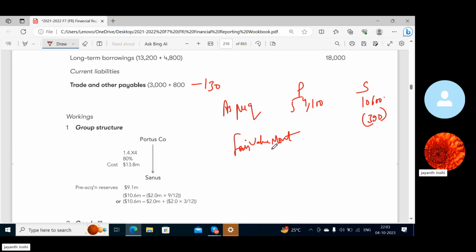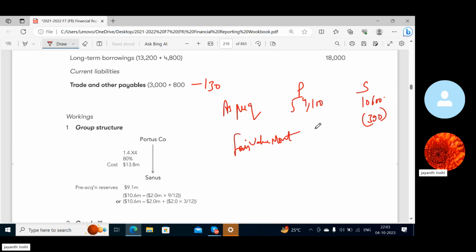Next point, we have already discussed that inventory has been sold by the subsidiary to the parent, and there is an unrealized profit. The unrealized profit we have removed from inventory, and the next adjustment is to remove it from retained earnings, right? Because the inventory hasn't been sold to a third party, so the profit is unrealized.